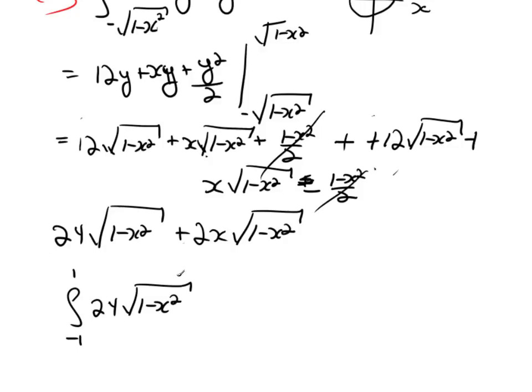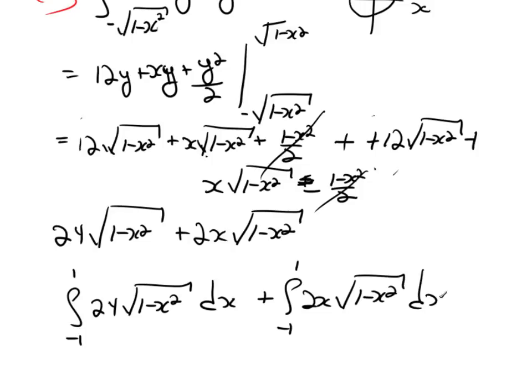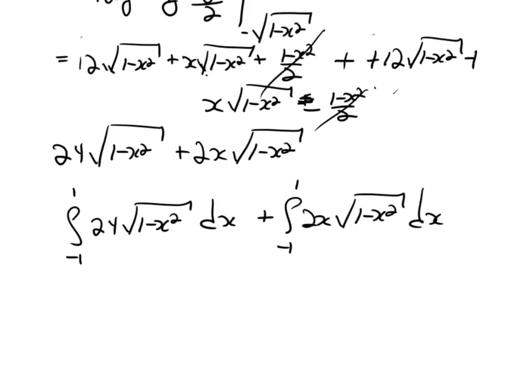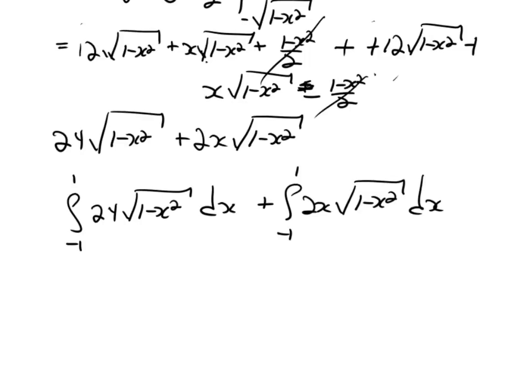I'm going to break this up because the techniques I'm going to need for this one versus this one are going to be different. So I'm going to do this dx plus the integral from -1 to 1 of 2x times the square root of 1 minus x squared dx. Okay, now the reason I broke this up. How do I integrate this?